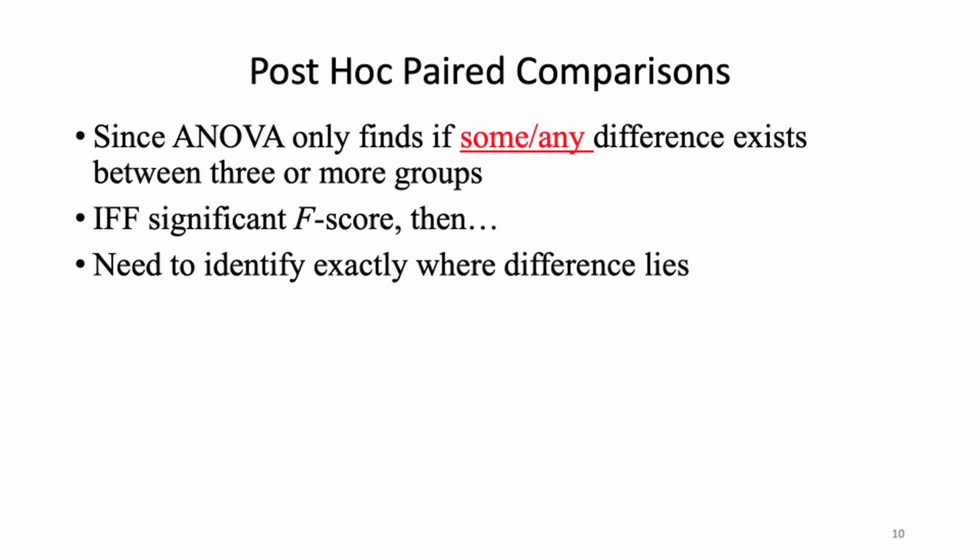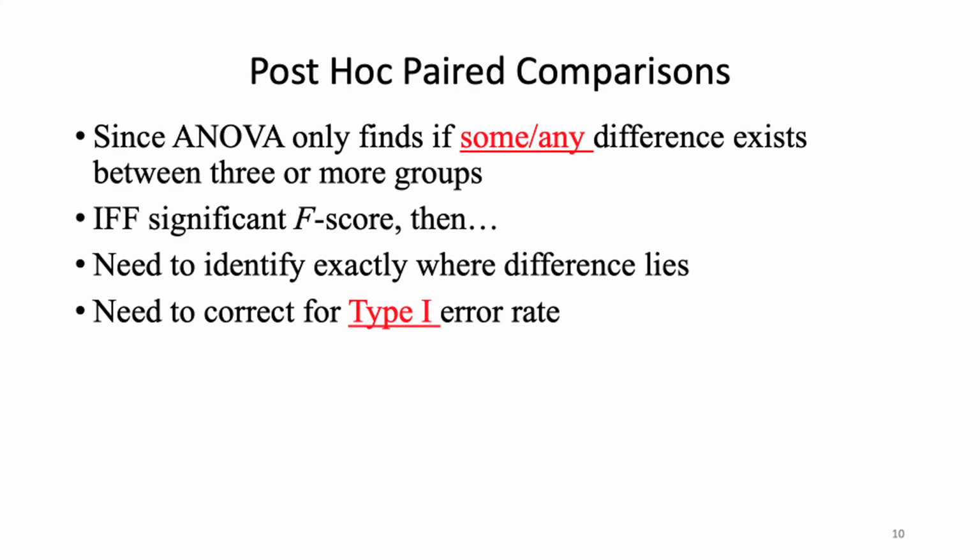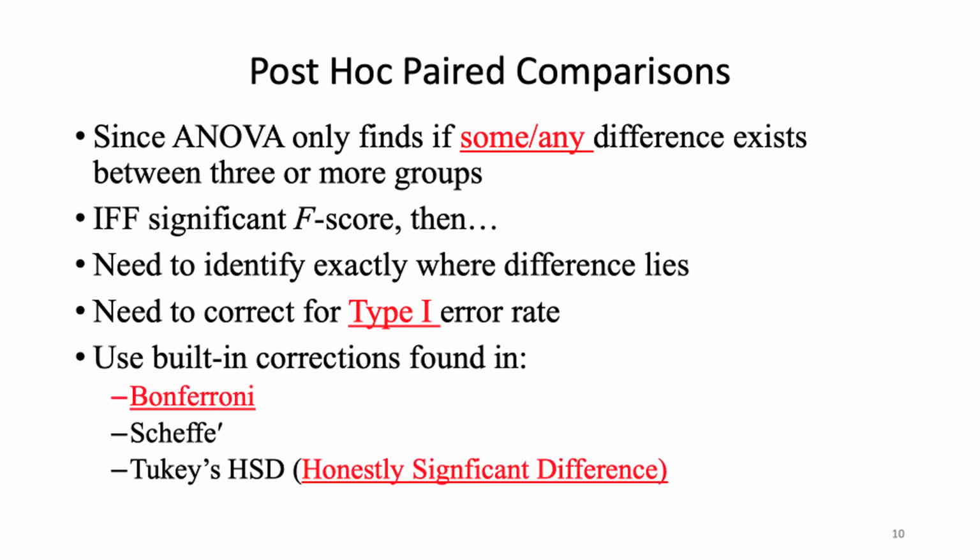So once again, we have to correct for type 1 error because now we're looking at all possible pairwise comparisons. And if there's 4 different groups, then there are 6 pairwise comparisons. Now, there are a host of different built-in corrections. For example, the classic one is the Bonferroni. The Bonferroni correction is you simply divide your significance level, it's typically 0.05, by the number of tests, so you divide it by 6. The Scheffé test is a little bit different, and then there's Tukey's HSD, which stands for, believe it or not, honestly significant difference.